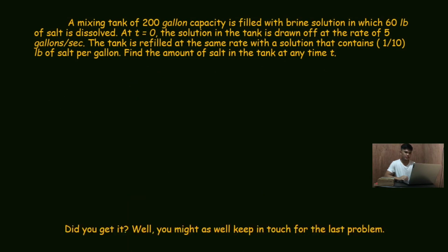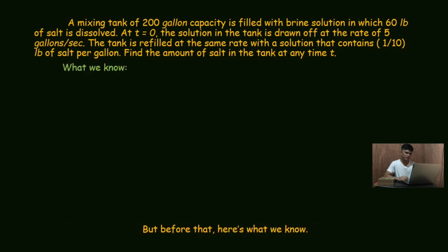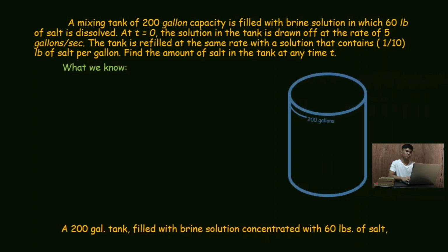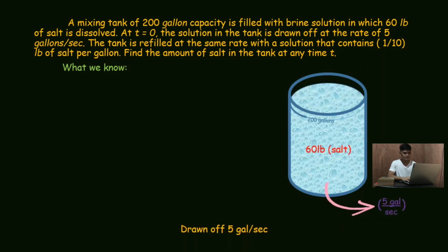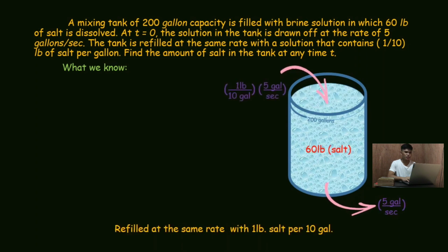Did you get it? Well, you might as well keep in touch for the last problem. But before that, here's what we know. A 200-gallon tank filled with brine solution concentrated with 60 pounds of salt is drawn off at 5 gallons per second and refilled at the same rate with 1 pound of salt per 10 gallons. And for our OR's concentration, let's use S over 200 gallons.